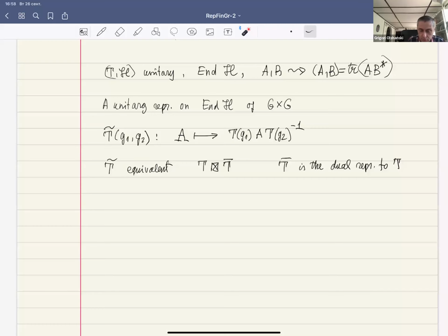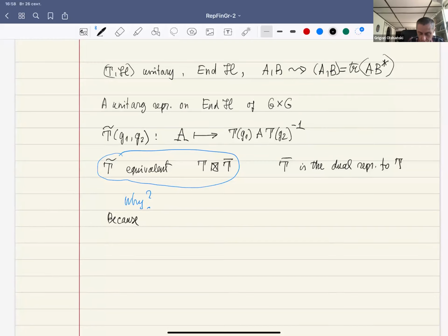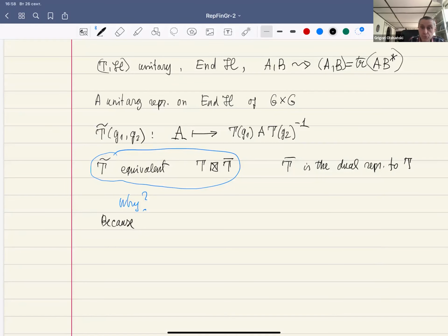Okay. So I want to return to the claim. This is a claim. So why is it equivalent? The answer is because, again, this is a claim from pure linear algebra, not representation theory, but pure linear algebra.